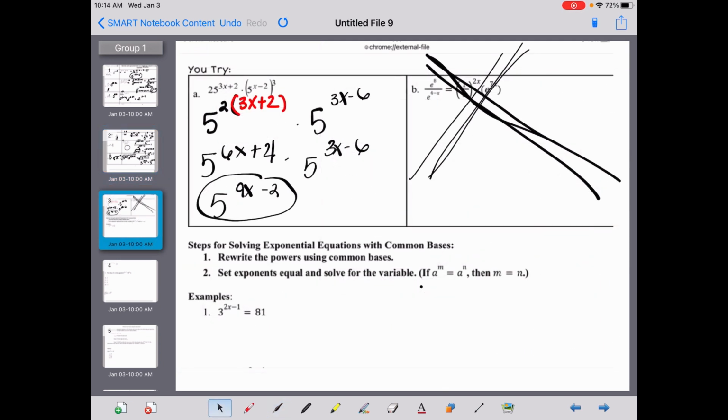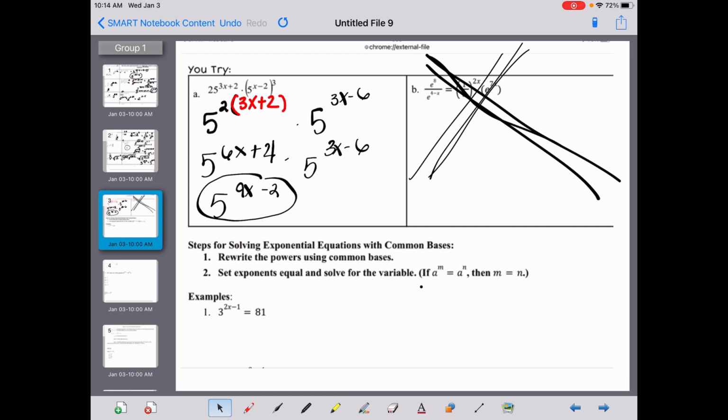All right, so you should be trying A on your own before even looking at this answer. When you're done, you can check it. So that was all review. I know it was long, but that's going to be super important for the next part and the next few days. So today's lesson is actually on how do you solve exponential equations with a common base.